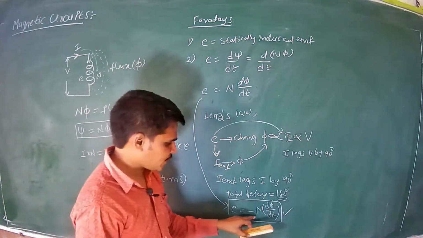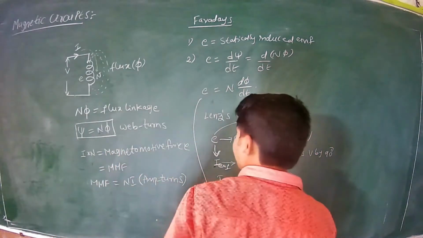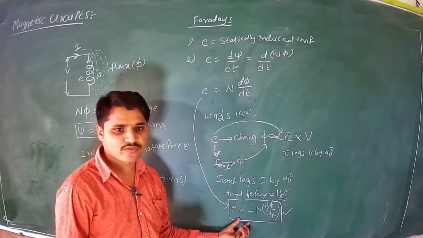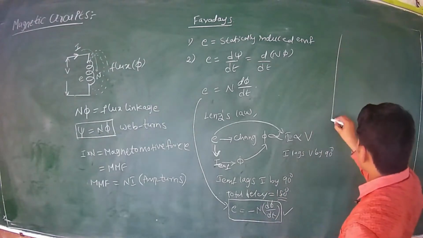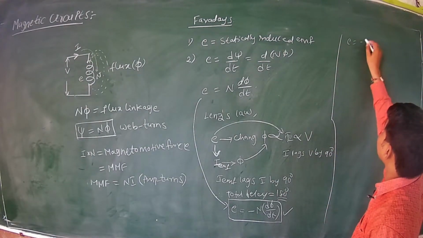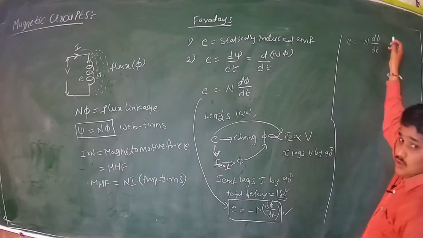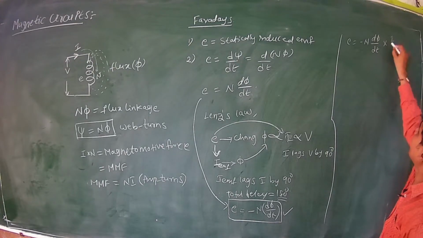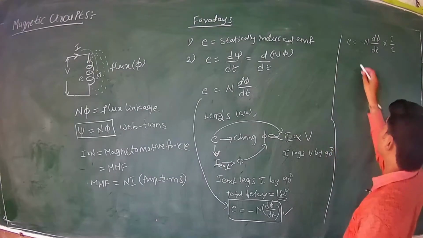Okay. So this is what e equals d phi by dt. Now let us understand that. So here this coil has N turns. So this is for statically induced EMF. Now here, E equal to, I am writing as, minus N into d phi by dt. So next, I am multiplying with i and dividing with i. Let us take the small example now.